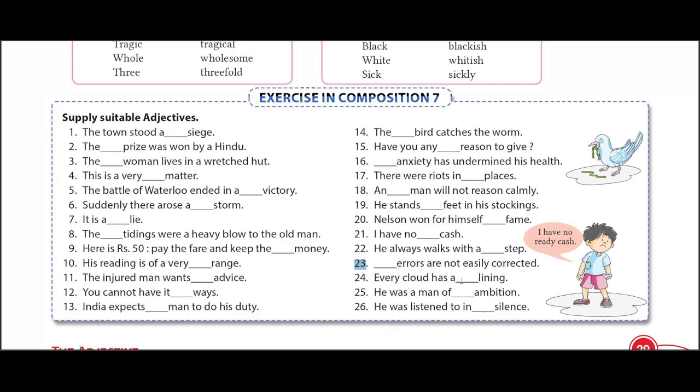Every cloud has a silver lining. It's a proverb that means stay optimistic. Even a disaster can be used for an advantage. So do not lose hope. Every cloud has a silver lining. He was a man of dash ambition.